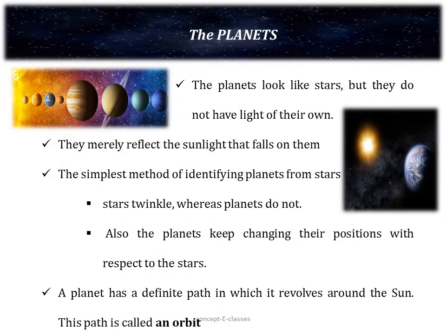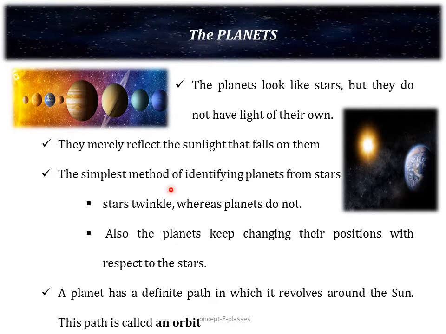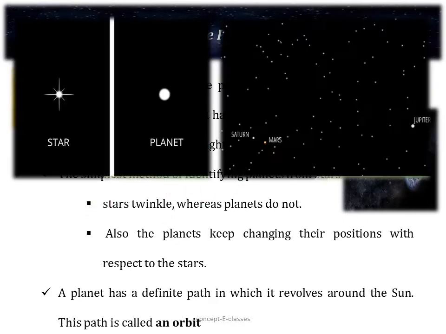Now these planets look like stars but they do not have their own light. They are non-luminous objects. They merely reflect the sunlight that falls upon them. Now the simplest method to identify planets from stars is that stars twinkle whereas planets do not. See, you can see the difference here. In this image as well, we can see that the planets have different colors. For example, Saturn shows a gold color. Mercury is grey in color. Jupiter is orange in color. So planets do not twinkle whereas stars twinkle.